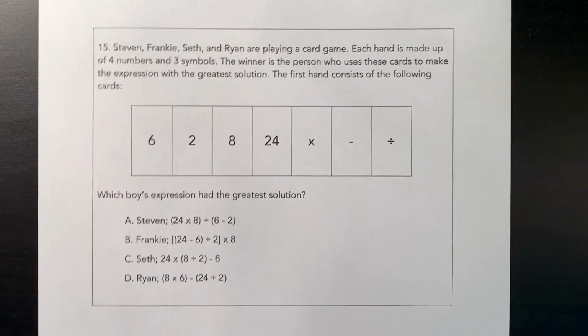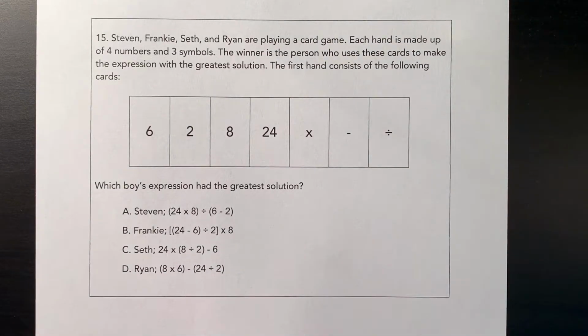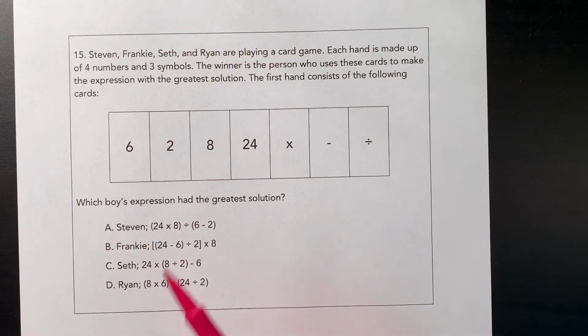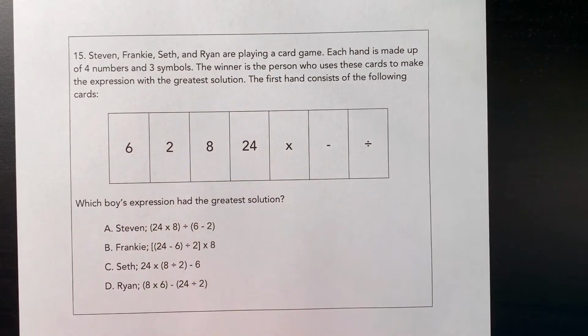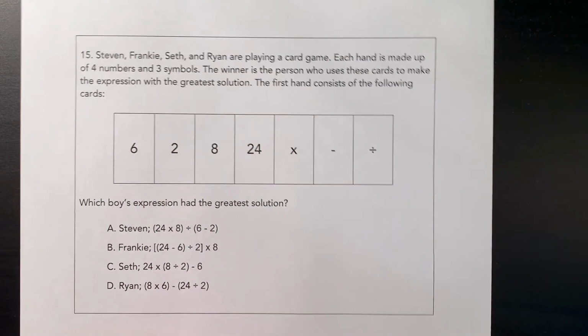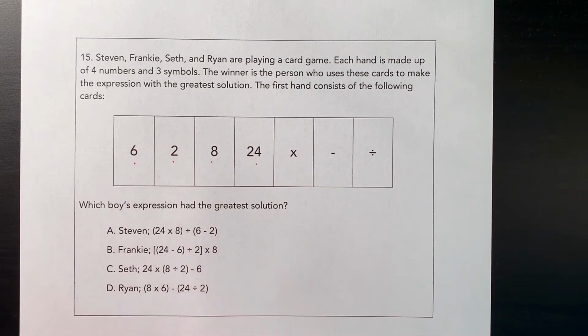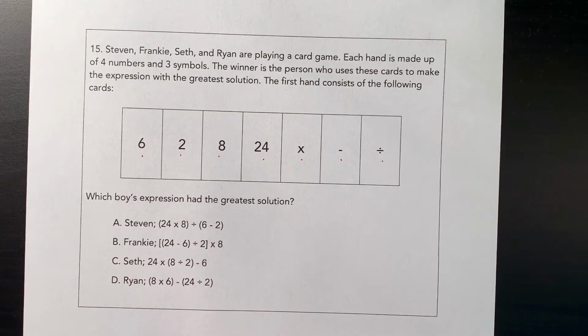All right, last problem. Don't be intimidated by this problem. It's long and it looks complicated, but it's actually quite easy. Stephen, Frankie, and Seth and Ryan are playing a card game. Each hand is made up of 4 numbers and 3 symbols. The winner is the person who uses the cards to make the expression with the greatest solution. The first hand consists of the following cards. Which boy's expression has the greatest solution?